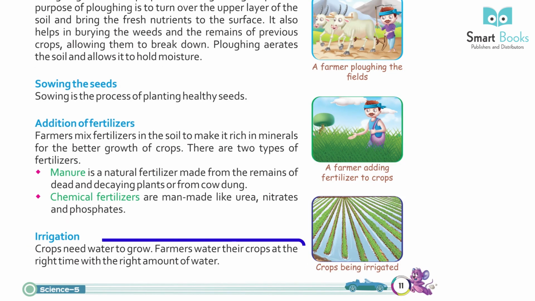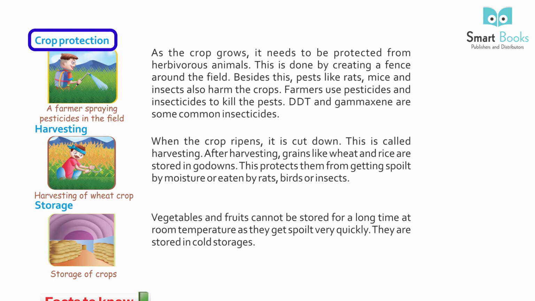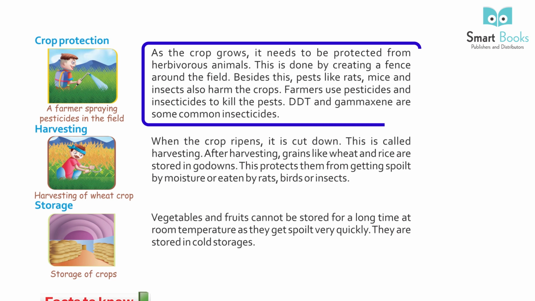Irrigation. Crops need water to grow. Farmers water their crops at the right time with the right amount of water. Crop protection. As the crop grows, it needs to be protected from herbivorous animals. This is done by creating a fence around the field.